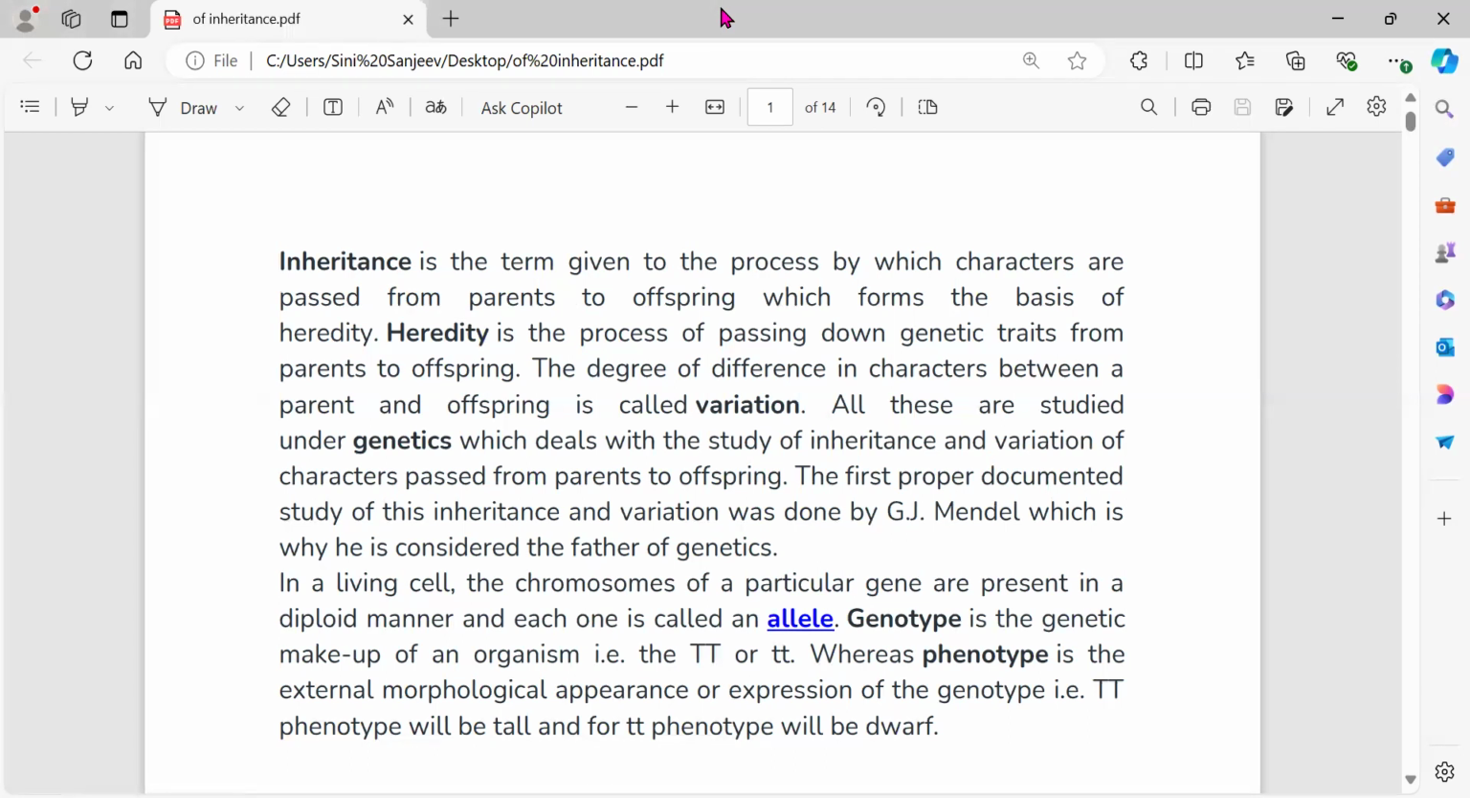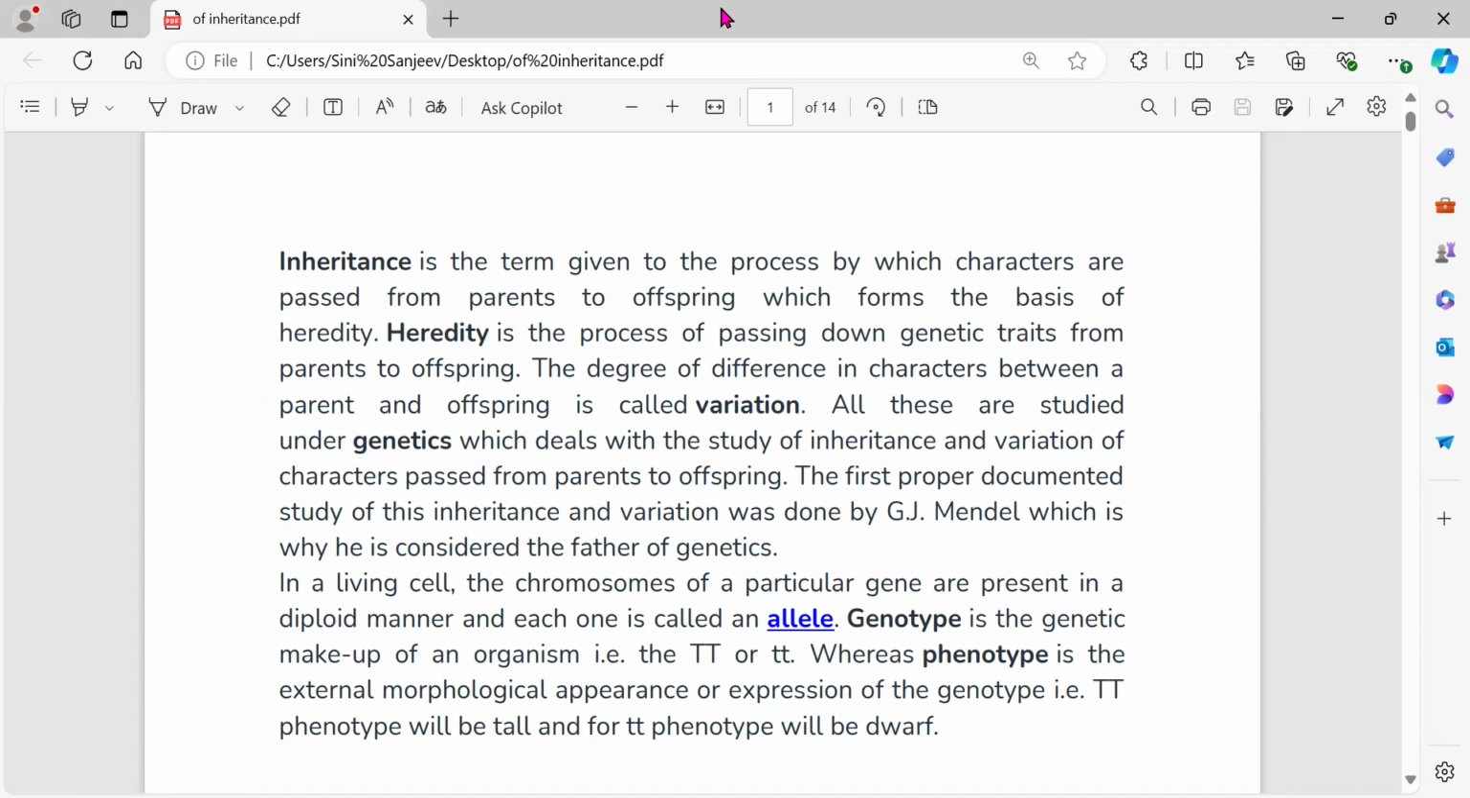But related to this, there is one more thing which is called heredity. Heredity means the process of passing down the genetic traits from parents to offsprings. There is just a minute difference between inheritance and heredity. Inheritance is the process where you get certain characteristics. But heredity means genetic traits.